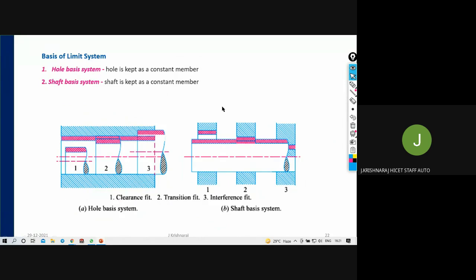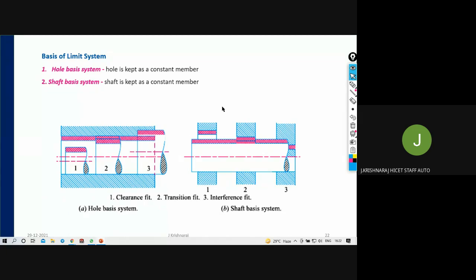The next is the hole basic system and shaft basic system. Simply, for the manufacturing of particular components, either they keep the diameter constant, for a hole or shaft, as the basic system. I'm just highlighting hole and shaft here. Depending upon the mating components, it will differ. For learning purposes, I'm just taking hole and shaft, but application-wise it will be different.